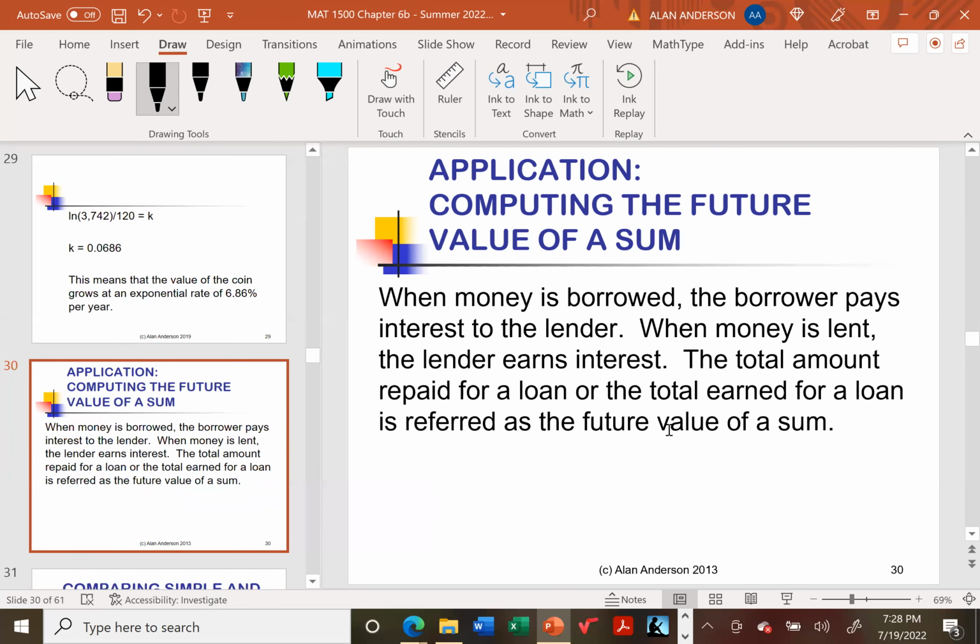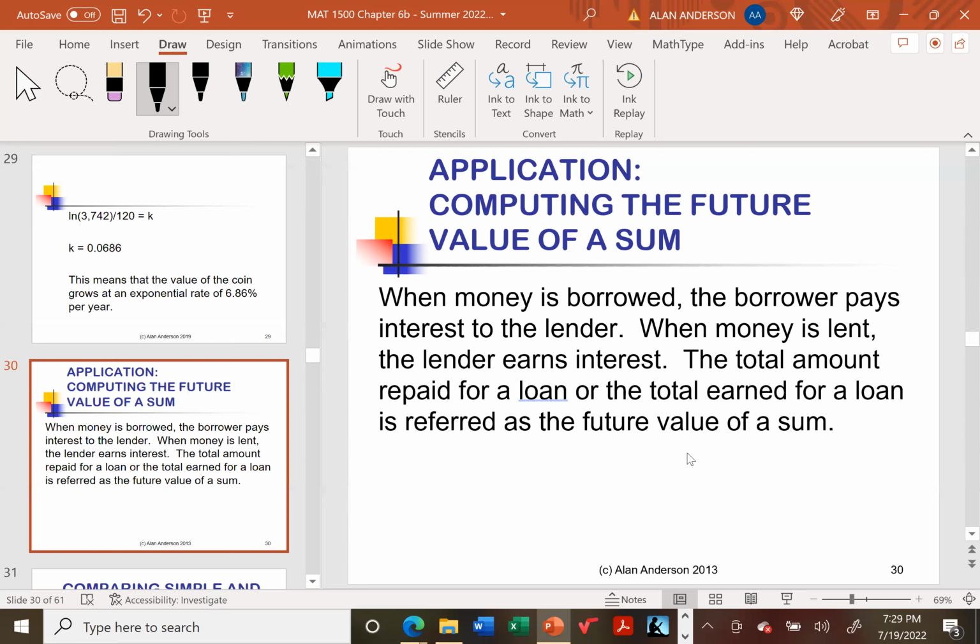Now, here we're going to look at actual cash. We're going to calculate the future value of a sum. And what this is all about is that, of course, as you all know, when you borrow money or lend money, there's going to be interest involved. In other words, the borrower is going to repay the amount borrowed, which is called the principal, along with interest. Otherwise nobody would lend any money out if they weren't earning interest.